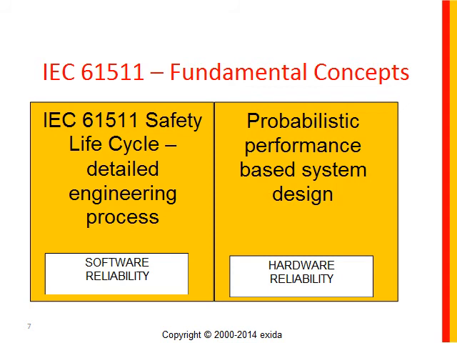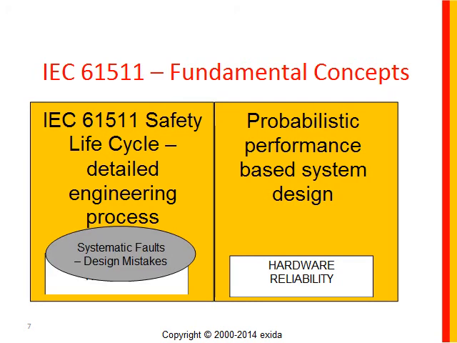I always like to think, where did this come from and how does this relate to our safety? I view the 61511 and the 61508 functional safety standards as having two fundamental concepts. A detailed engineering process, often called the safety lifecycle, which helps us prevent design mistakes, what the standard calls systematic faults. The other fundamental concept is probabilistic performance-based system design, intended to give us sufficient protection against random failures.